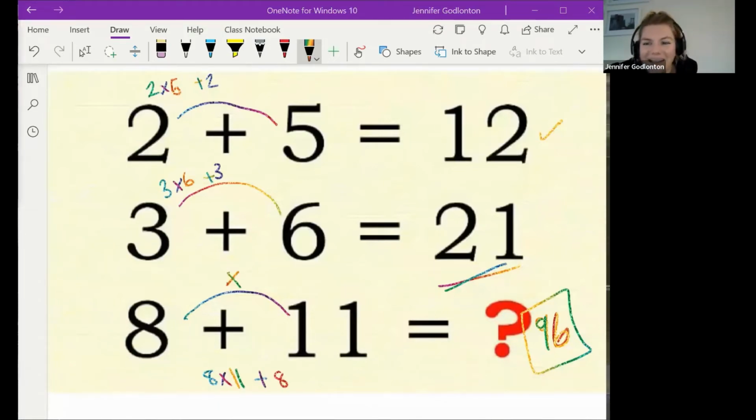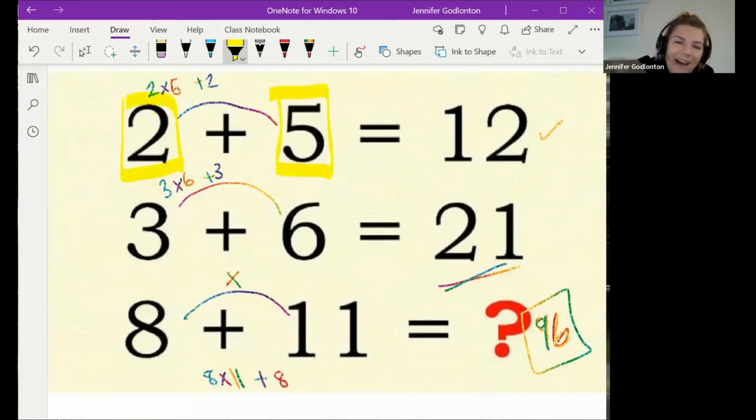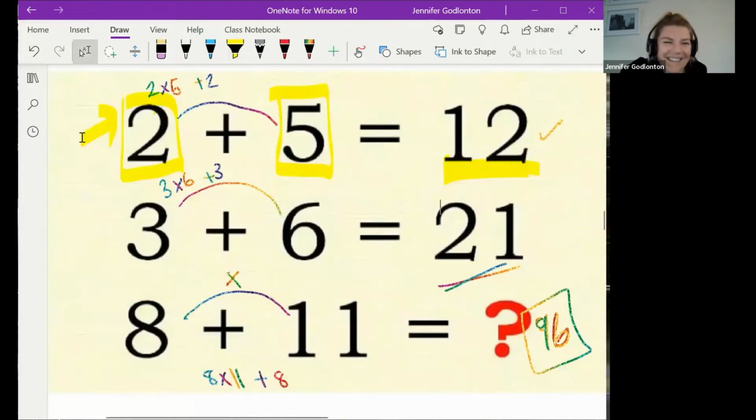Popelo, your hand is up. Do you have a question for me? I'm still confused here. Yeah. So all we're doing is you're taking the first number, so 2, and you're multiplying it by 5. So 2 times 5 will give you 10. And then you add this number again. So 10 plus 2 gives you 12. Oh, okay. Thank you. Makes sense? Yeah. Okay.